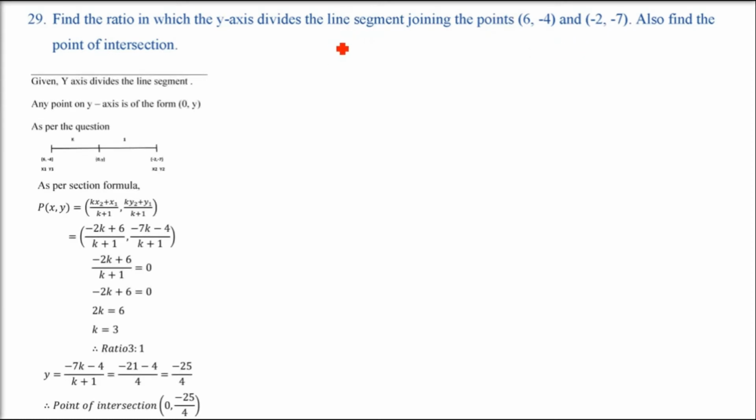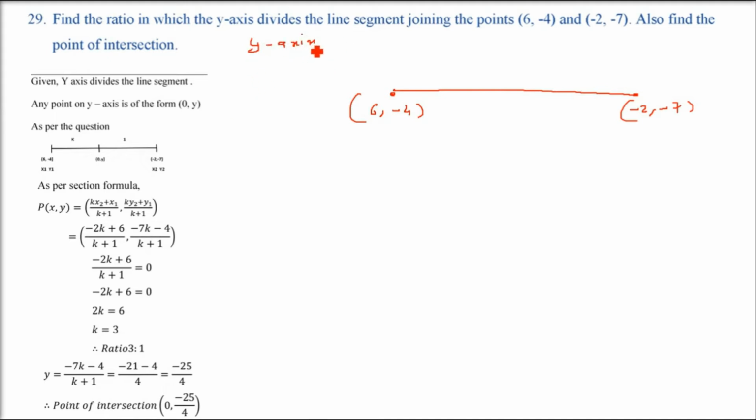Also find the point of intersection. So we take these 2 points, and there is a point in between somewhere which is dividing it in some ratio. So let us assume it to be k is to 1. So (6, -4) is 1 point, (-2, -7) is another point. And there is this y-axis. What does y-axis mean?